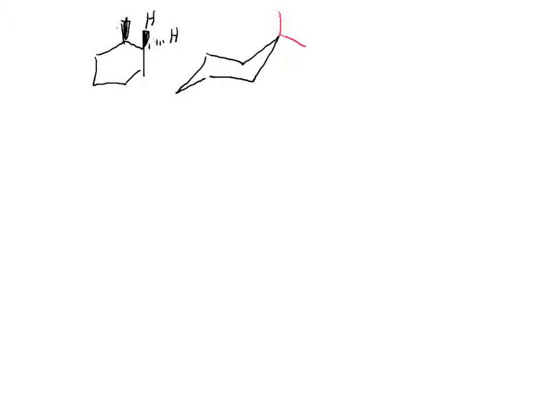This bond will have an H, and this H is on the top of the ring. It's this H. It's on the top of the ring. The other H on the bottom of the ring is there. This is the H on the bottom of the ring. Everybody see how they're on different sides of the ring? One's pointing down, the other one's pointing up.